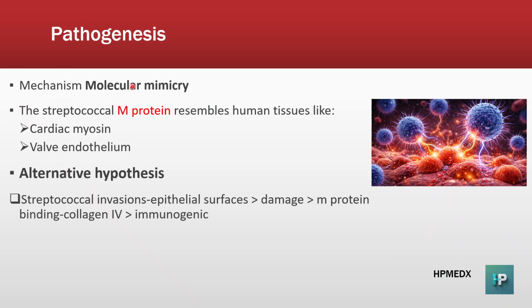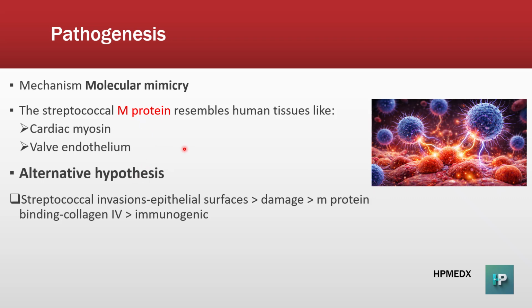And here's the pathogenesis. The main mechanism here is molecular mimicry, and this is how it works. Here, antibodies are formed against M protein. The M protein resembles many human tissues like cardiomyosin and valve endothelium. So, the antibodies formed against M protein attack valve endothelium, cardiomyosin and other tissues.